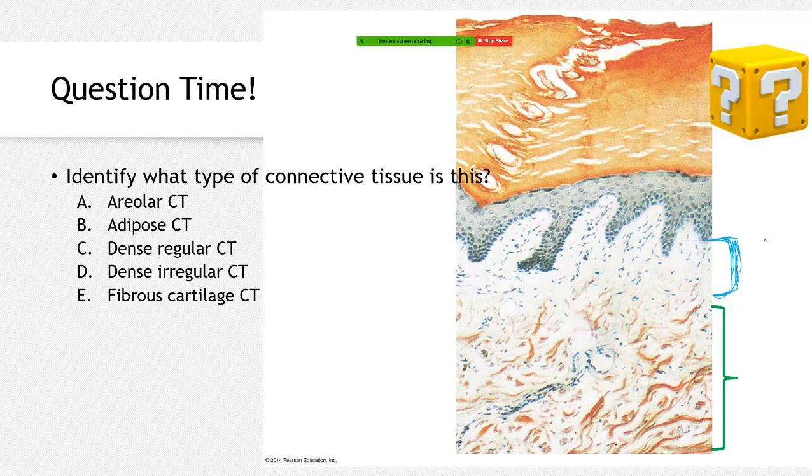Remember, here are some of the clues, right? You notice how this tissue is right underneath the epithelial tissue. If it's right underneath the epithelial tissue, what tissue is usually associated with epithelial tissue that's right underneath it? Now, this is areolar connective tissue. Very good. This is areolar connective tissue.